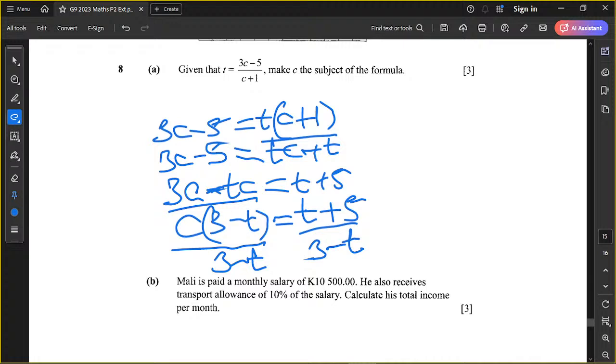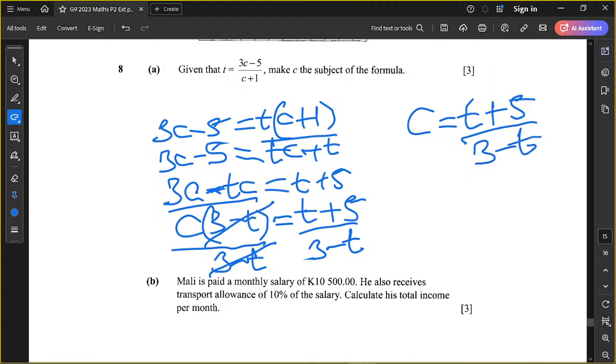Okay, then we come this side: 3 minus t on top and 3 minus t at the bottom cancel each other out, leaving us with c, which is equal to what is on the right side: t plus 5 over 3 minus t, and that is the answer. We have made c the subject of the formula. So c is equal to t plus 5 over 3 minus t. Unless there are questions. If there are no questions, that's how you solve it.